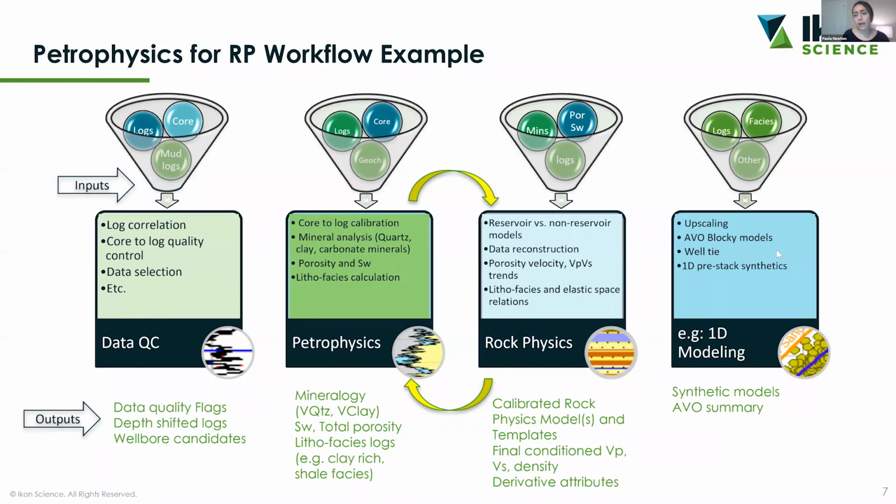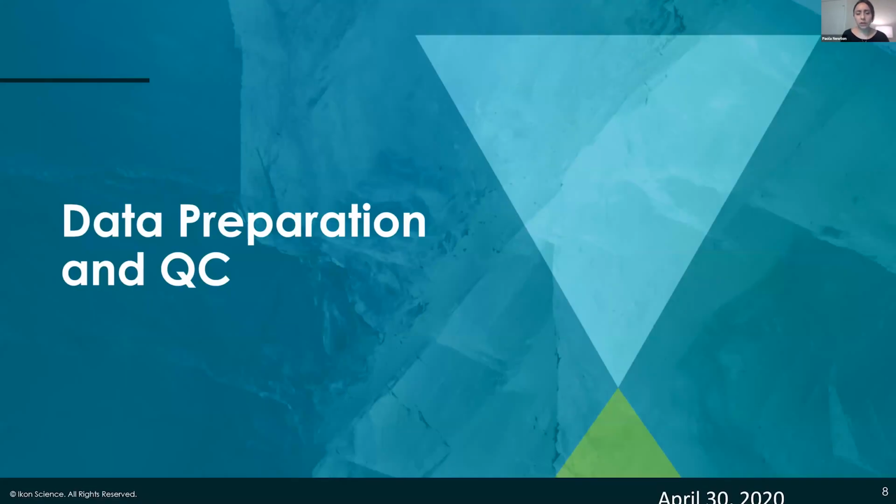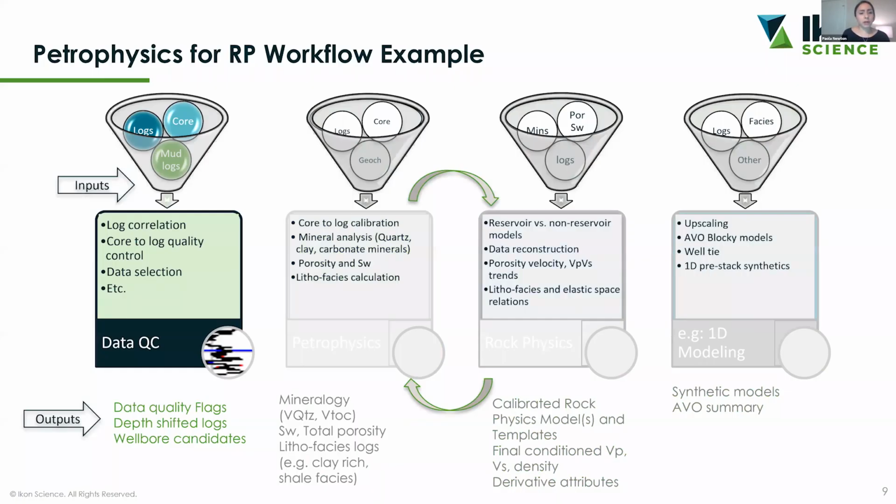For this example, I have a 1D modeling, let's say upscaling, we can do a well tie, we can do synthetics, AVO modeling. So all these phases are tied to each other. But again, I would like to stress, and you will hear me saying this a lot, everything depends on the knowledge that we have of the rocks, which is mainly attached to the petrophysics workflow itself. So let's start with the first bucket.